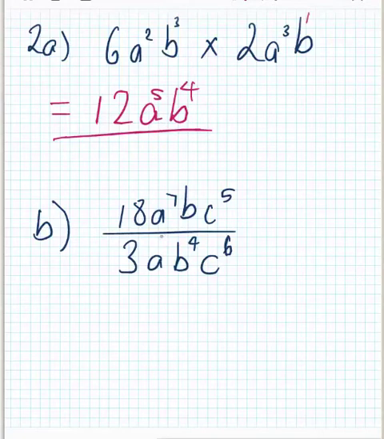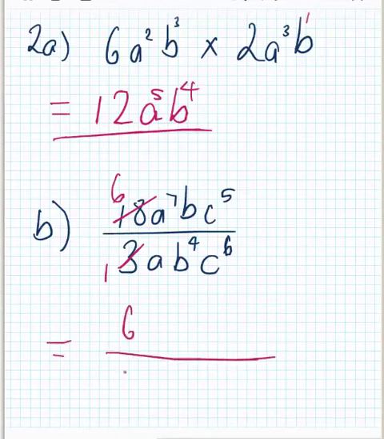This one here, we're dividing. So really we're taking away our powers because the division is the opposite to multiplication. So if we add the powers when multiplying, here we subtract them. Numbers do as normal. 18 and 3, can I divide them? Yes, I can. 3 divided by 3 is 1. 18 divided by 3 is 6. If you want to start writing it down on your fraction line, you can.